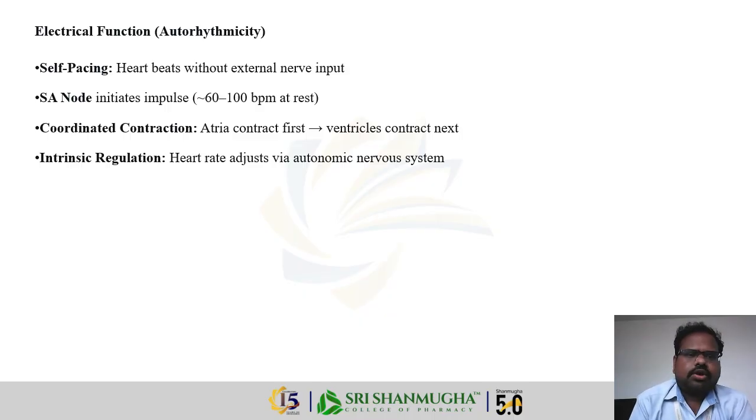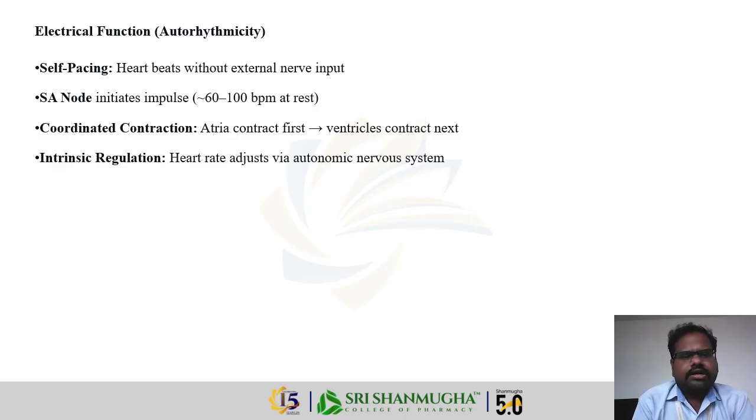Next, electrical function. So autorhythmicity. This is how the electrical signals within the heart are transported. First one is self-pacing. Heart beats without external nerve input. So the heart itself is a natural pacemaker. It will beat without any external nerve input. And second is the SA node. This initiates the impulse, 60 to 100 beats per minute at rest. So this is the starting phase, the SA node, where it initiates the impulse.